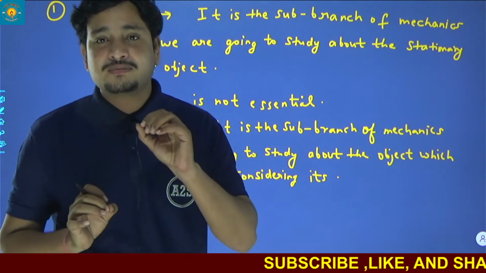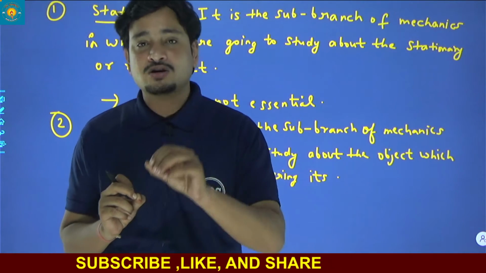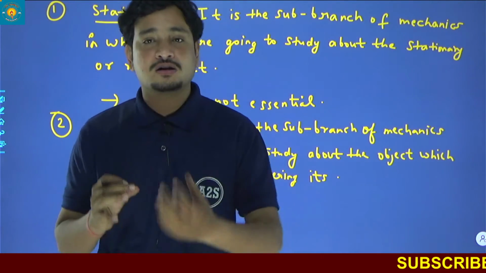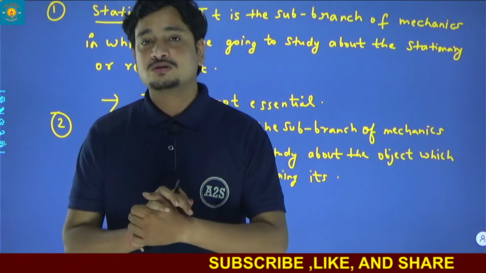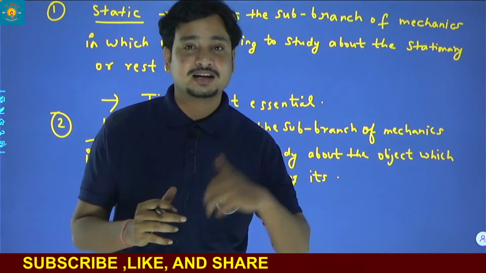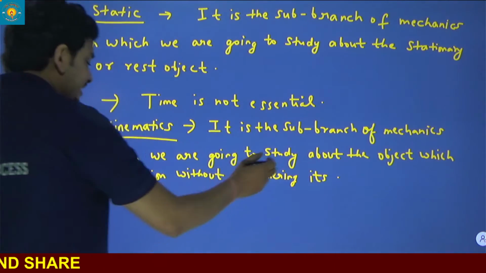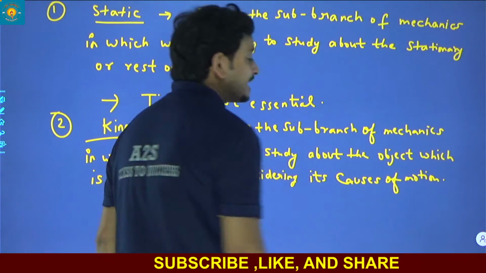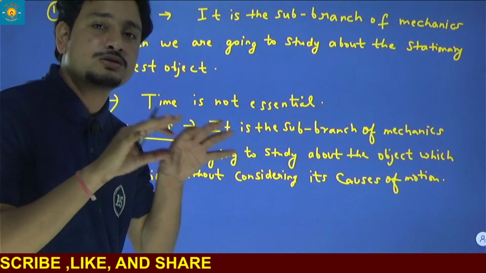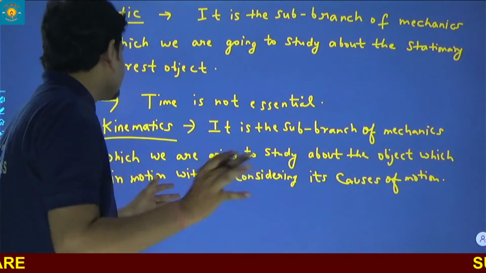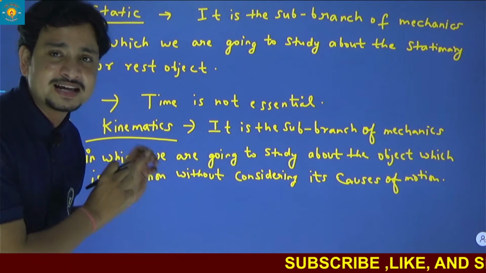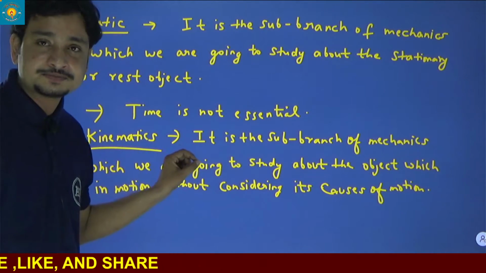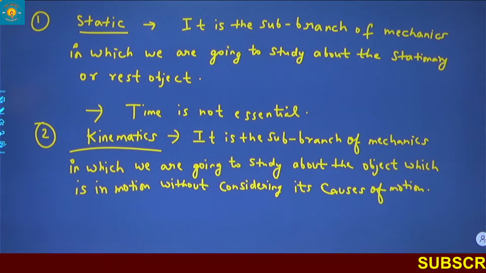Clear? In kinematics, we are going to study about that object which is in motion, but we don't know why it is in motion. What are the reasons? What are the causes of it remaining in motion? We don't know. So that type of object comes in the branch of kinematics. Clear? Without considering its causes of motion. We don't know why it is in motion. That type of object, where we don't know the reason why it is in motion, we are going to study in the sub branch of mechanics that is called kinematics. Clear? See, take its screenshot. Okay, take it.